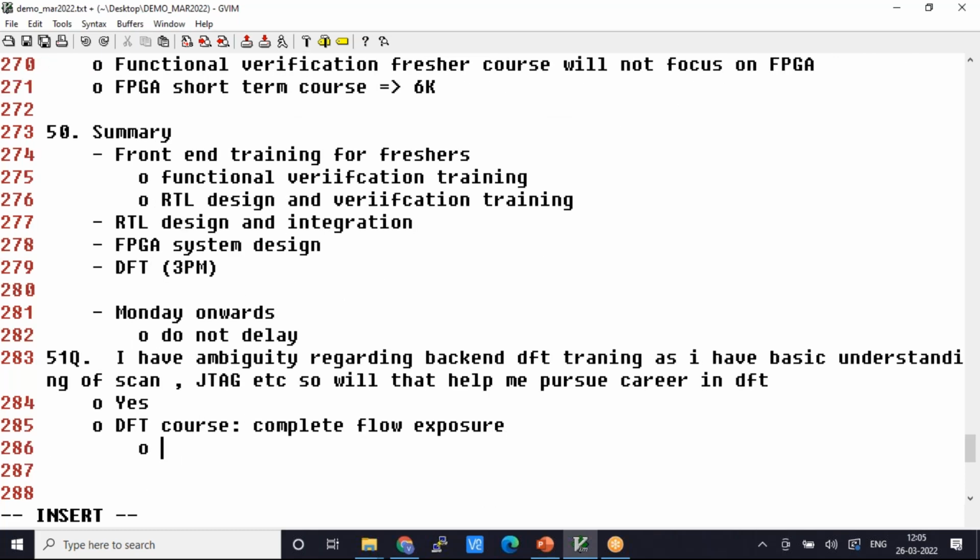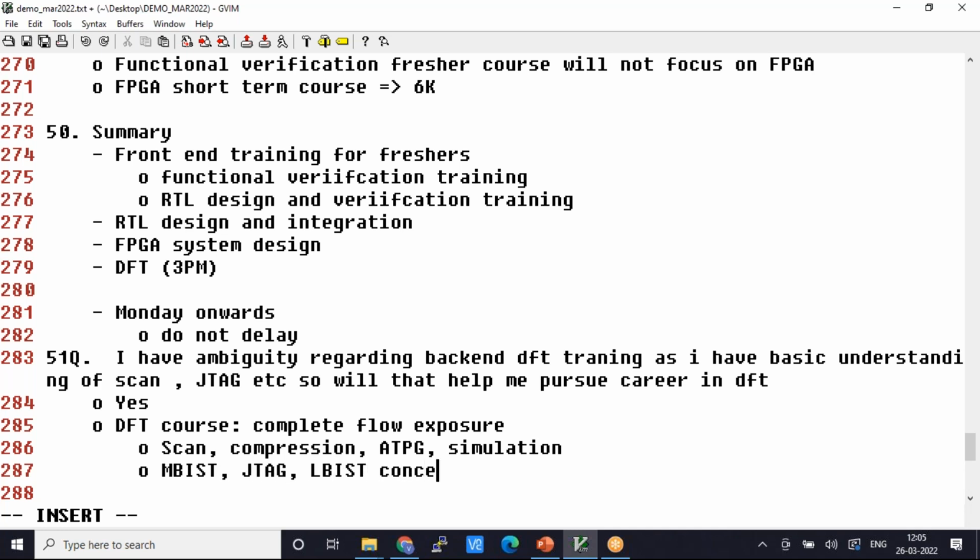Many times, in some of the DFT courses I've seen in other places, they only cover scan, compression, ATPG and simulations. What we do additionally is we teach MBIST, JTAG, the LBIST concepts and boundary scan, which to my knowledge no one else is covering. That will give you the entire DFT flow exposure.